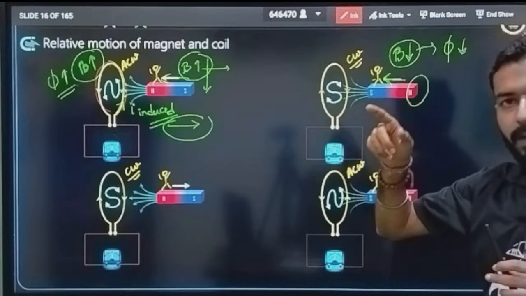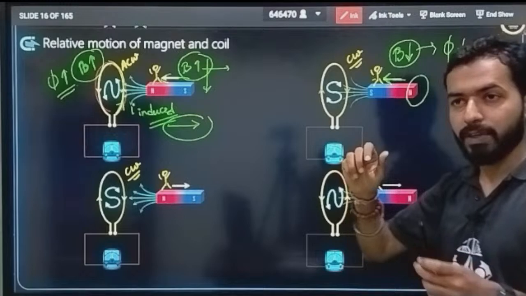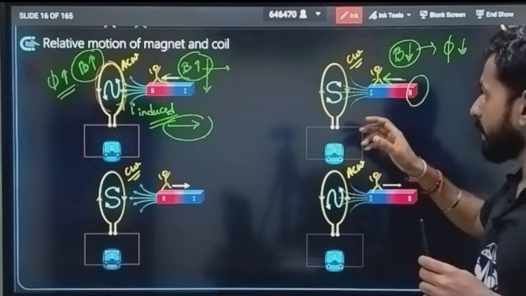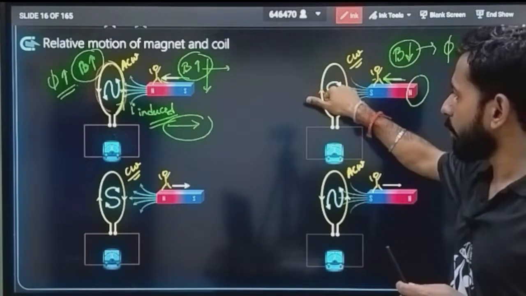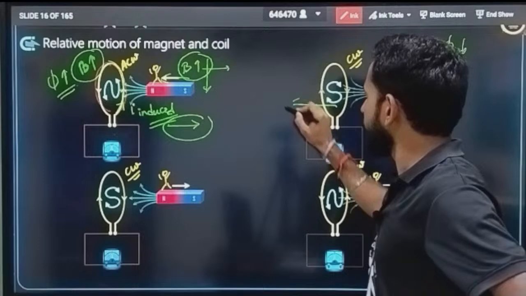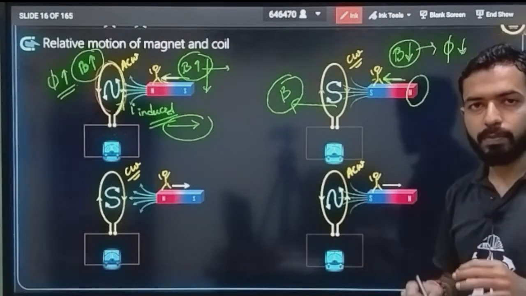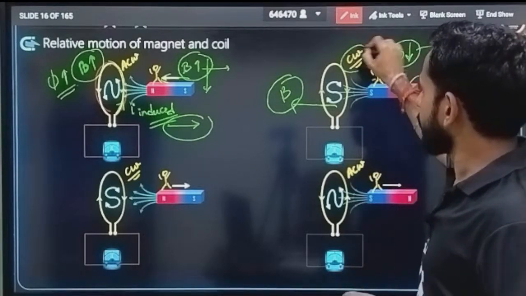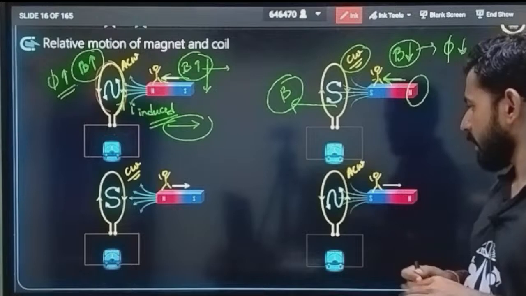The induced current will be trying to increase the magnetic field in the negative direction. For that, what kind of induced current do you have to generate? You have to generate a clockwise direction current. Due to the clockwise current, the induced magnetic field will be coming in the negative direction, and hence you can say it is induced in the clockwise direction. Now these third and fourth answers are given.